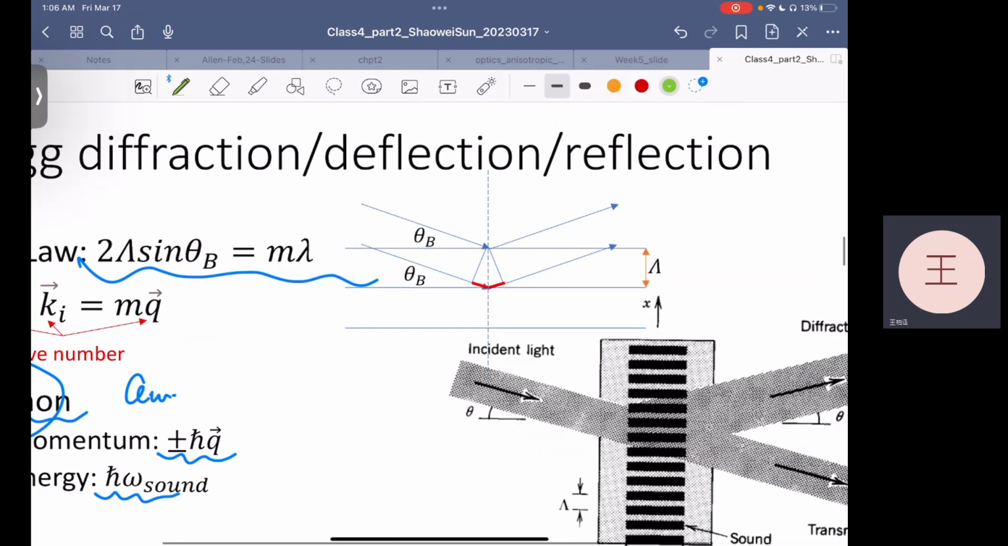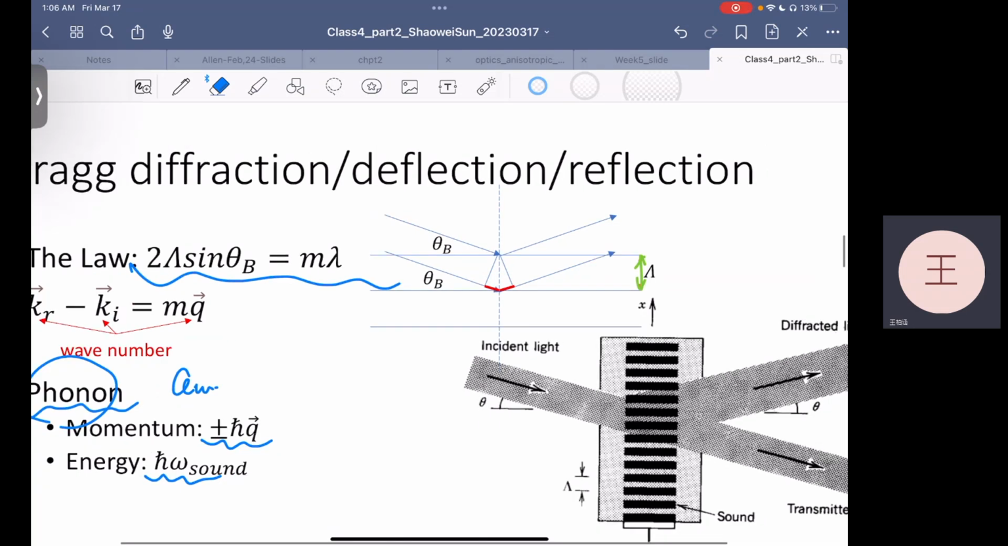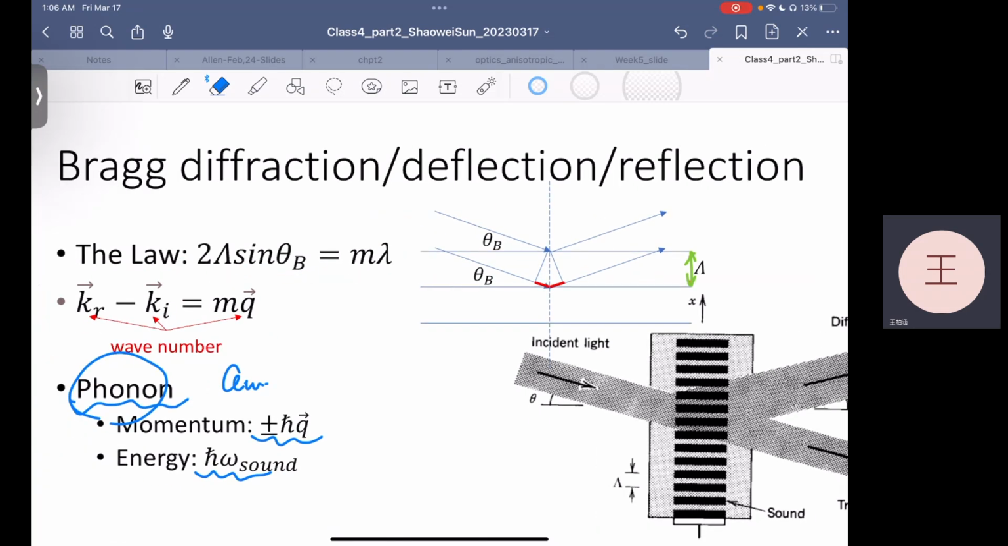And the further derivation is that, considering this length, you will find that theta b, this angle, plus this angle equals pi over 2. And this angle plus this angle also equals this, which means this is theta b. Thus, we may find that the red line here corresponds to sine theta b, and the total path difference is 2 times it. Thus, we come to this kind of conclusion.